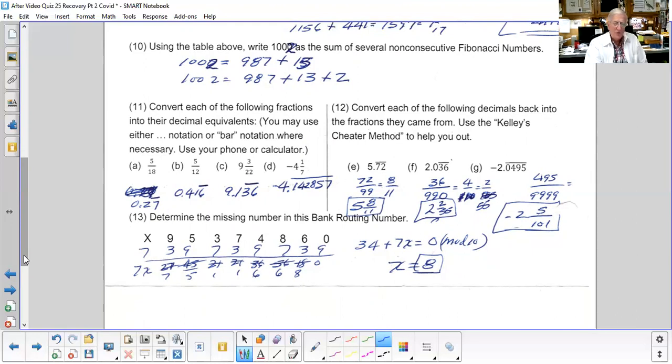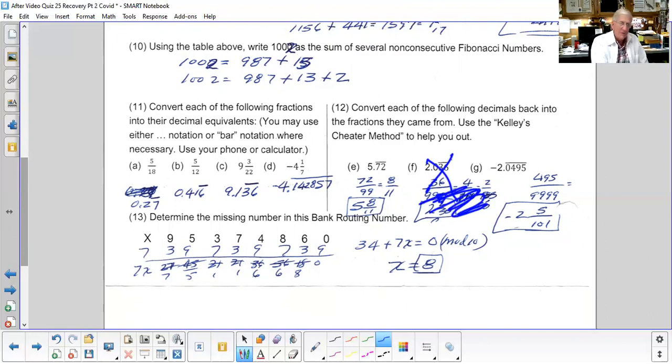36 should be over 3 nines. That should not be a 0 there. That should be 3 nines. Okay, and I believe it does reduce correctly to 2/55, but I honestly don't know. Okay, it should be 36. Oh, excuse me. I'm incorrect. You can't use the Kelly's cheater method to do this, and this is probably wrong. So I'm sorry, no, we can't do that.